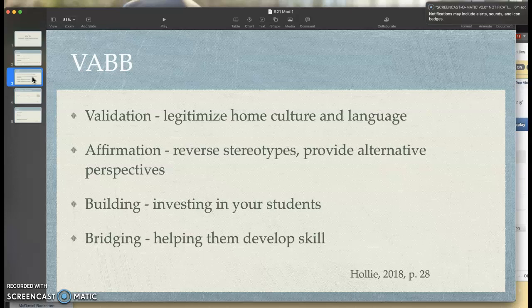Think about how you do this each day in your classroom. How do you validate your students and their culture? How do you affirm why their culture is important and reverse those harmful stereotypes that they sometimes see? How do we build up our students, and then how do we bridge them to the next step?